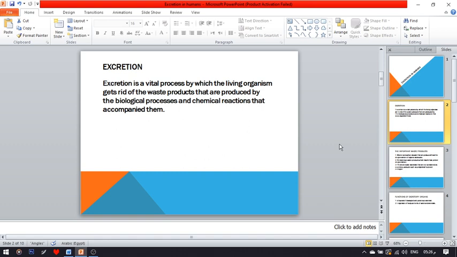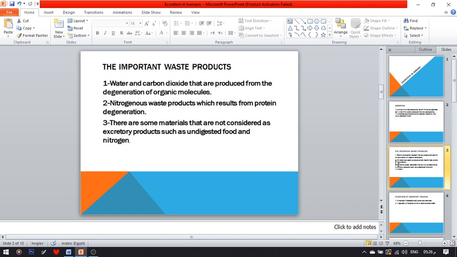Excretion in animals. The excretion process refers only to the materials that leave the body through the plasma membrane. What are the important waste products that must be excreted? Firstly, water and carbon dioxide are produced from the degeneration of organic molecules. As we know, water and carbon dioxide are the products of respiration, and they are the reactants for photosynthesis.